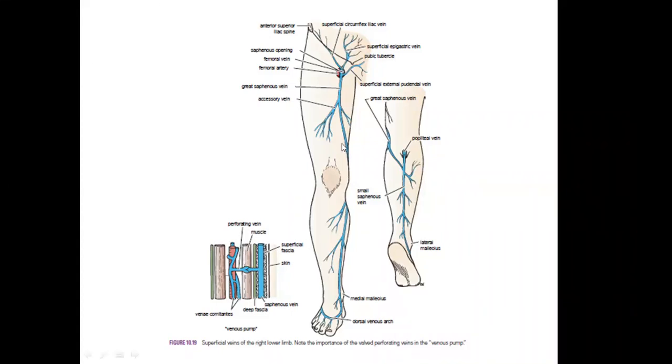winds to the medial aspect of the lower thigh by piercing the deep fascia of the thigh, and here at the level of the saphenous opening in the deep fascia, it drains or joins the femoral vein. So the great saphenous vein starts at the medial aspect of the dorsal venous arch of the foot and ascends in front of the medial malleolus.